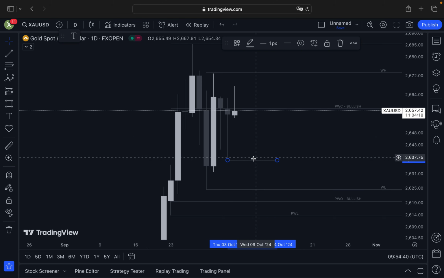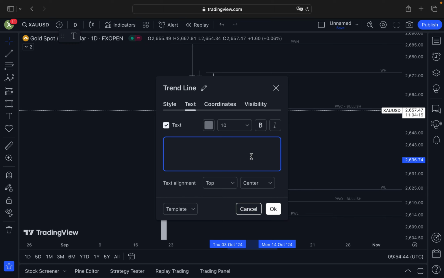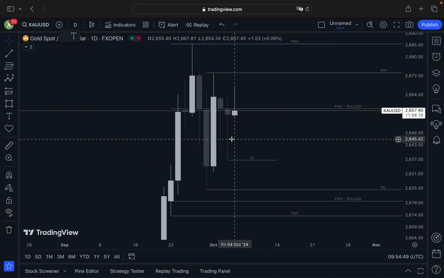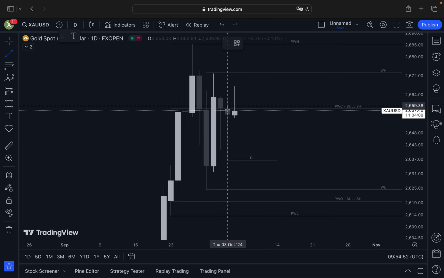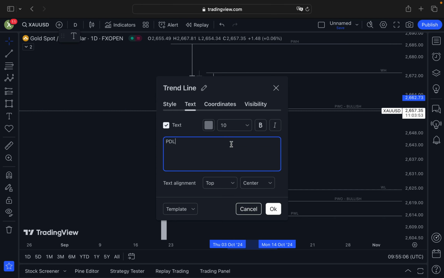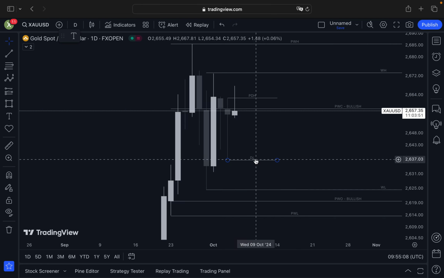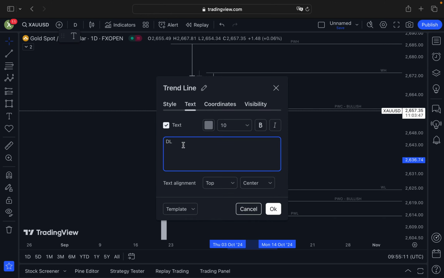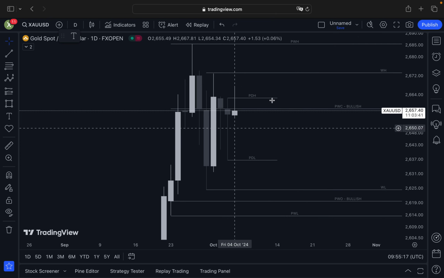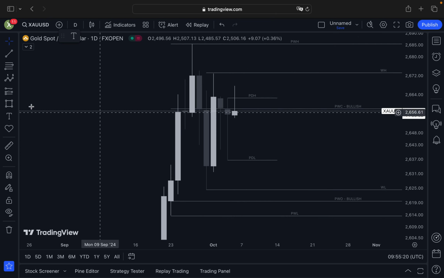This is the daily low. We just have to mark that as the daily low. And then we'll have to mark yesterday's daily high. So it will be previous daily high, and then previous daily low, PDL.